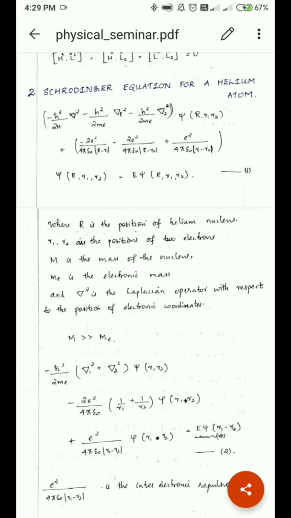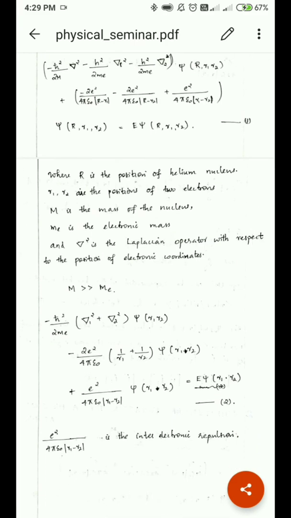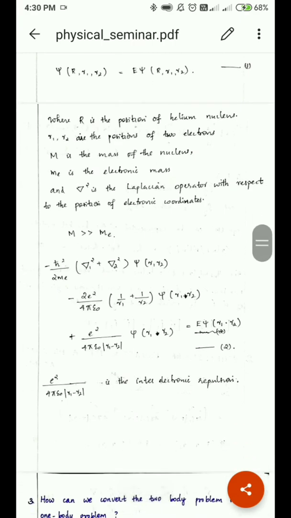However, regarding the nucleus, it is fixed relative to the motion of electrons. It is still an excellent approximation, which is given by the second equation, that is: minus ħ² by 2me into del 1 squared plus del 2 squared, psi of r1, r2, minus 2e² by 4 pi epsilon naught, 1 by r1 plus 1 by r2, psi of r1, r2, plus e² by 4 pi epsilon naught |r1 minus r2| psi of r1, r2, is equal to E psi of r1, r2. This is the Schrödinger equation for the helium atom, and in this equation we can see the term e² by 4 pi epsilon naught |r1 minus r2|. It is the inter-electronic repulsion term.